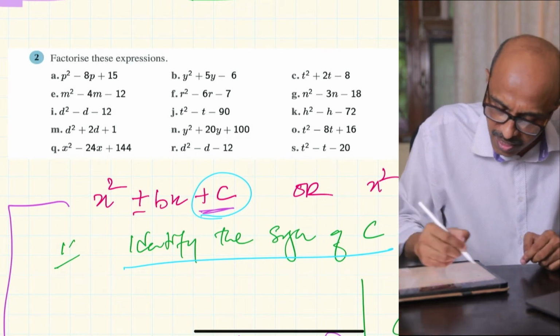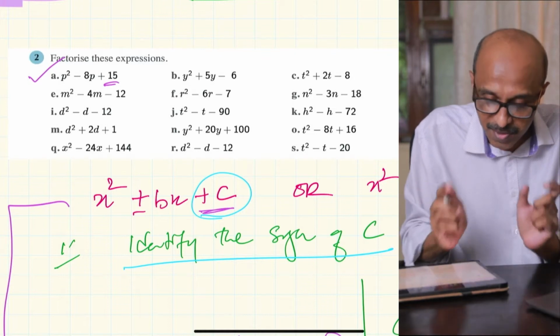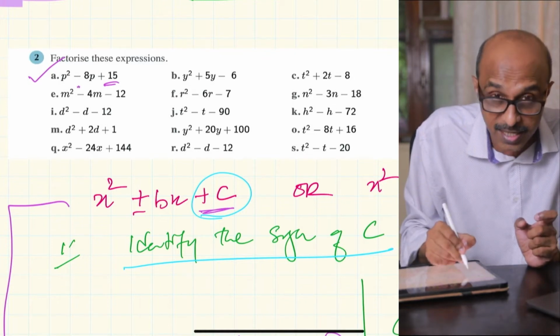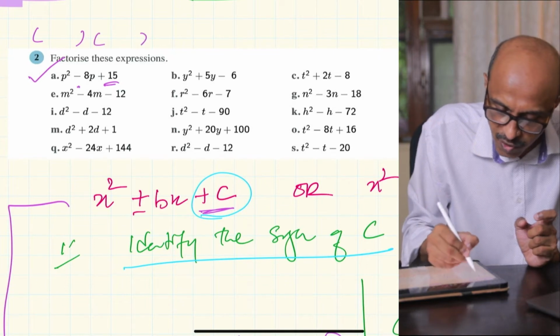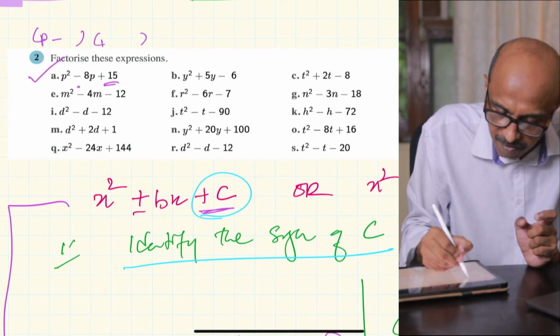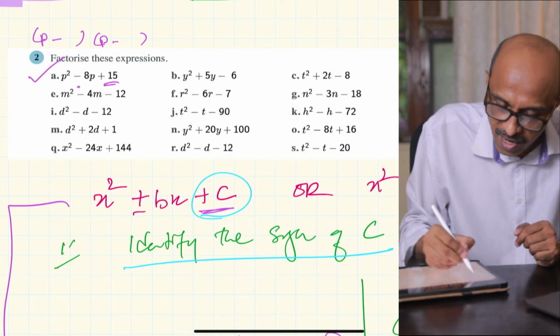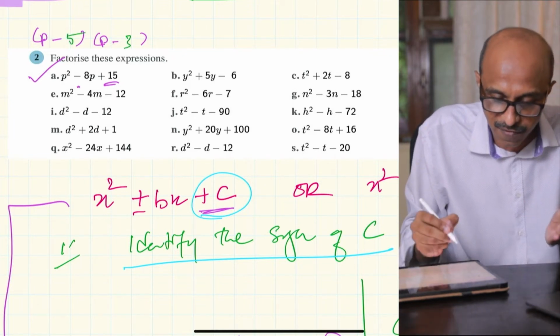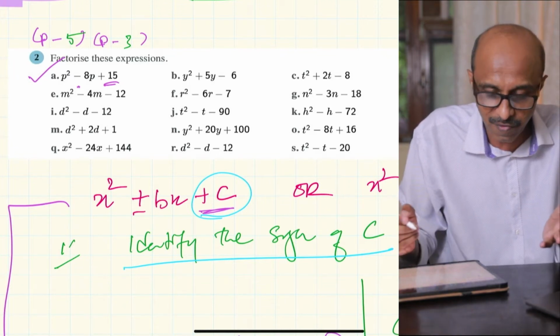So let's look at the first one. Look at the sign of c. The sign of c is positive, so it should have the same sign as the middle term, which is negative. That means our factors should be negative. So it's p minus, and the factors of 15 happen to be 5 and 3. And there you go. p minus 5 times p minus 3 should give you p squared minus 8p plus 15. I think we did it quite fast.